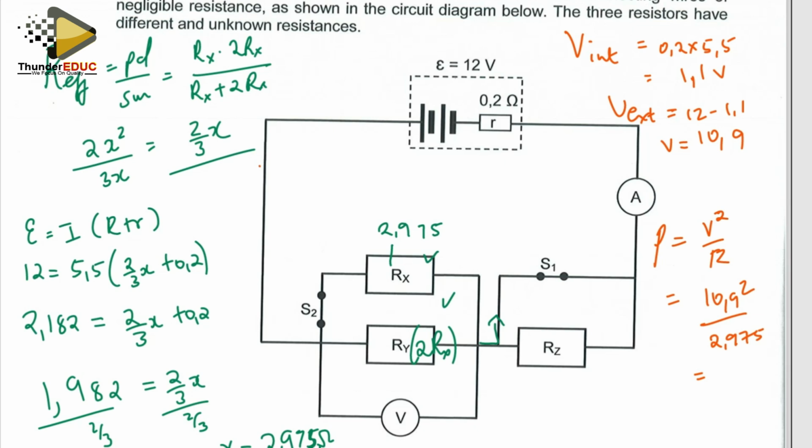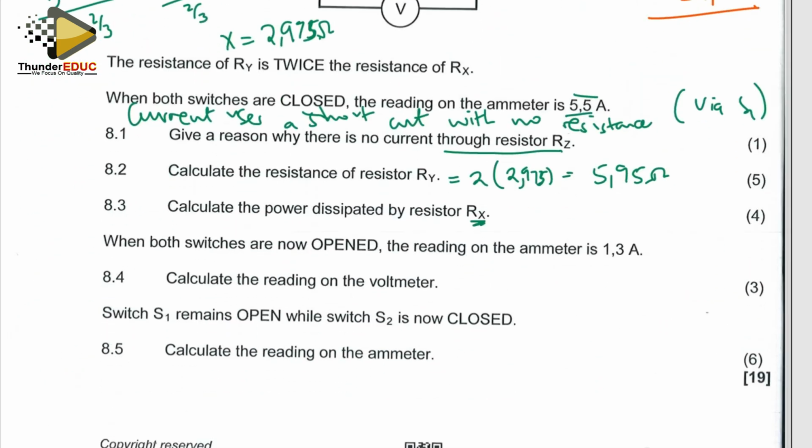2,975. Okay, when I substitute into the calculator, 10,9 squared divided by 2,975, that gives me 39,94. 39,94 if you round it off. That is watts. Okay, so that power is plotted.